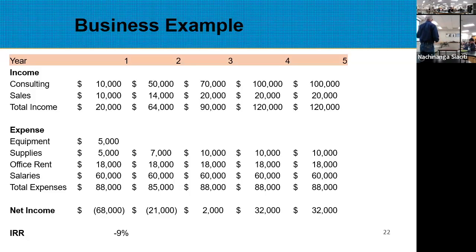And that compares against the total income. If you take a look at the net income line at the bottom, and you sum all of those up, you end up with an internal rate of return of negative 9%. So, do we still want to start a business? Again, question.